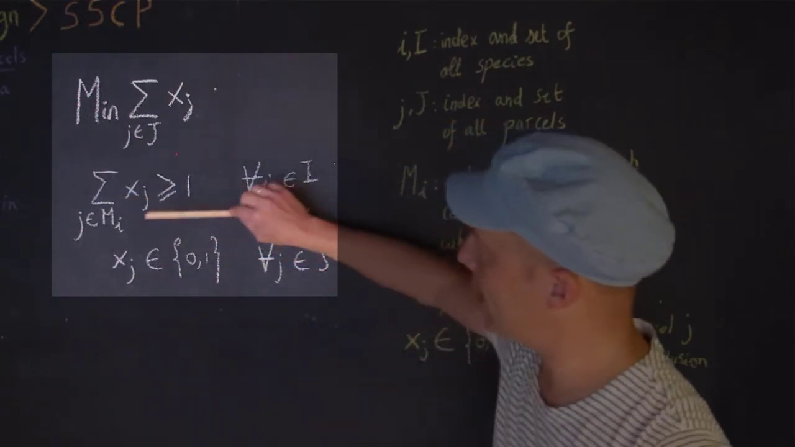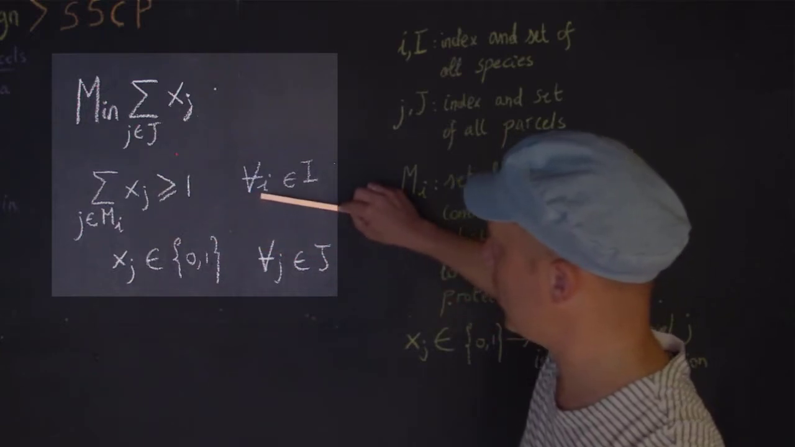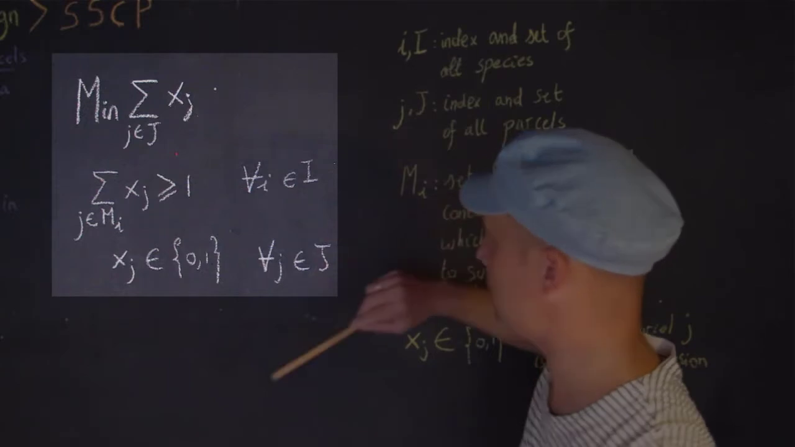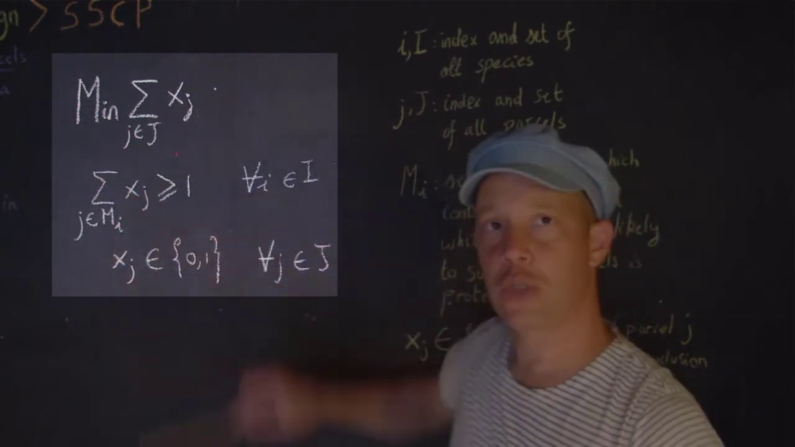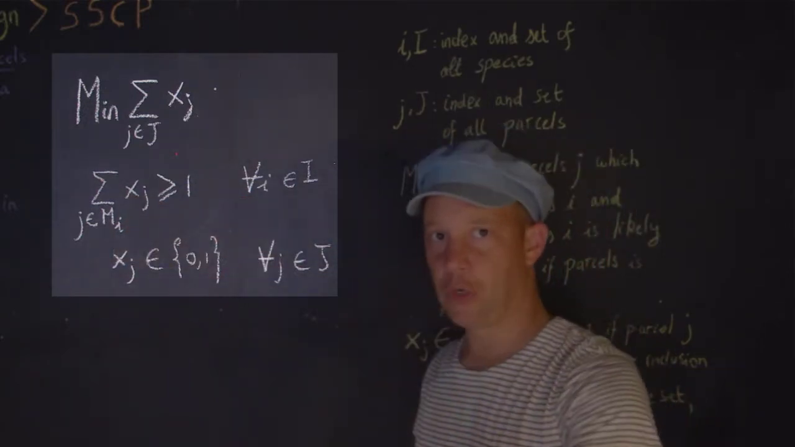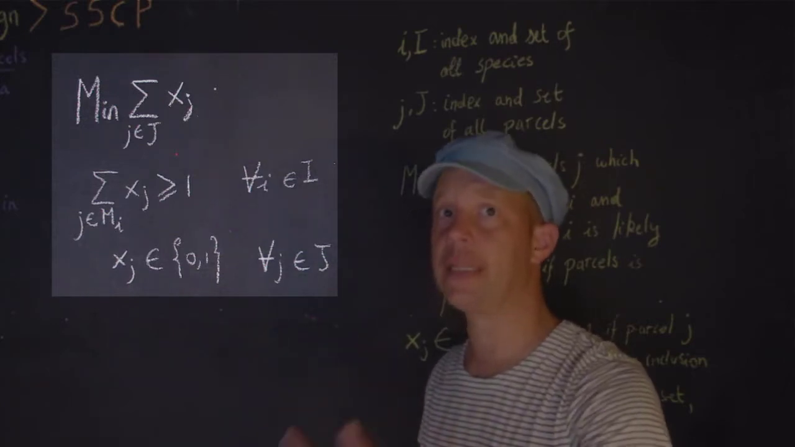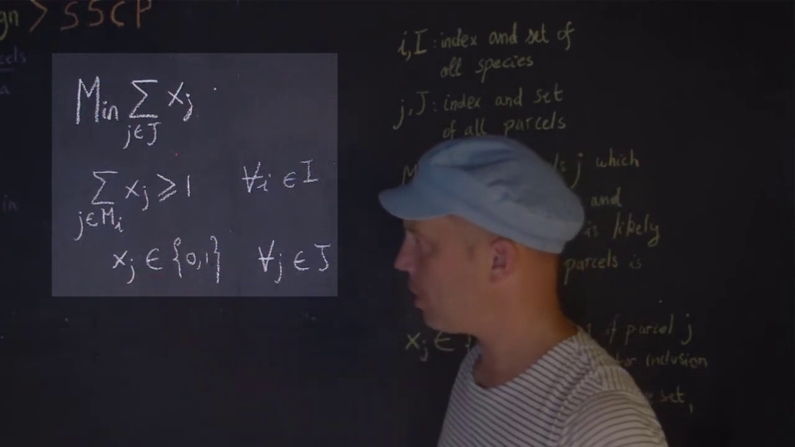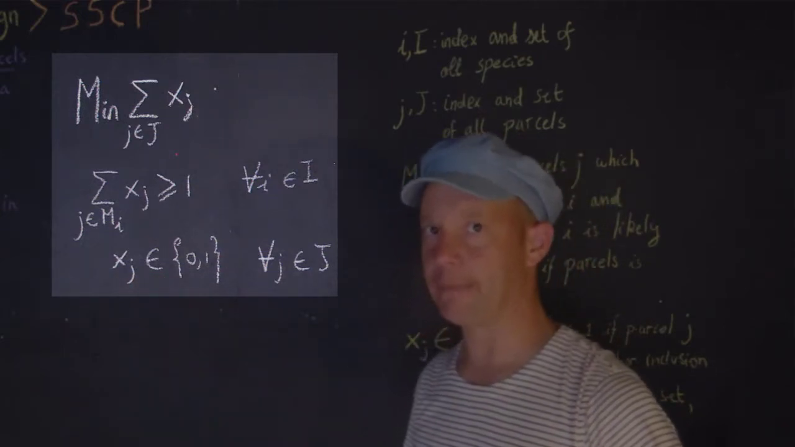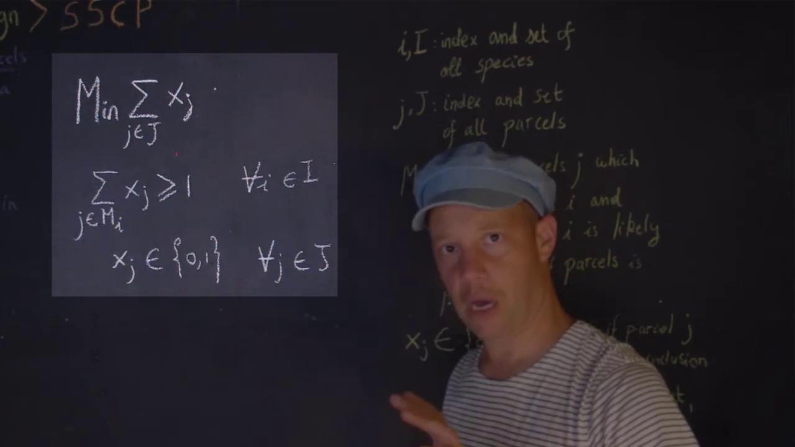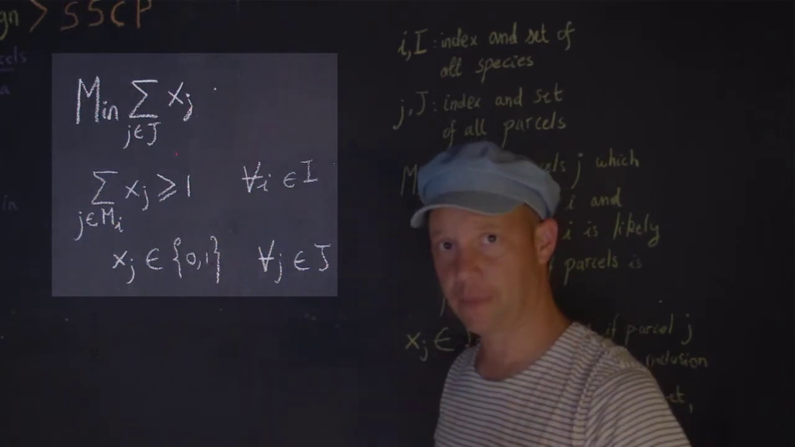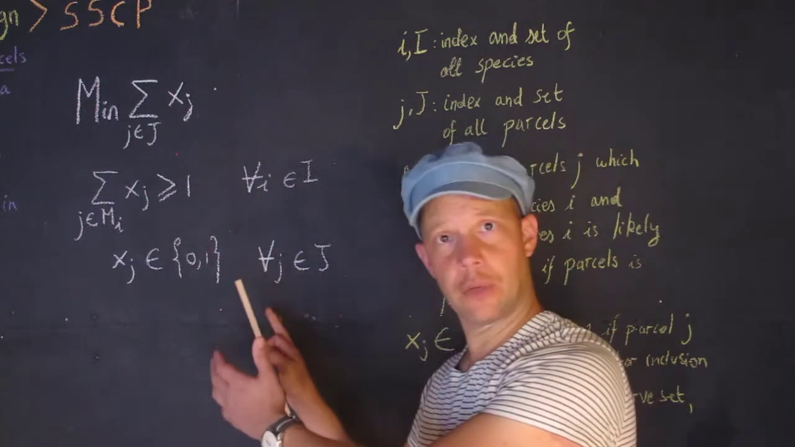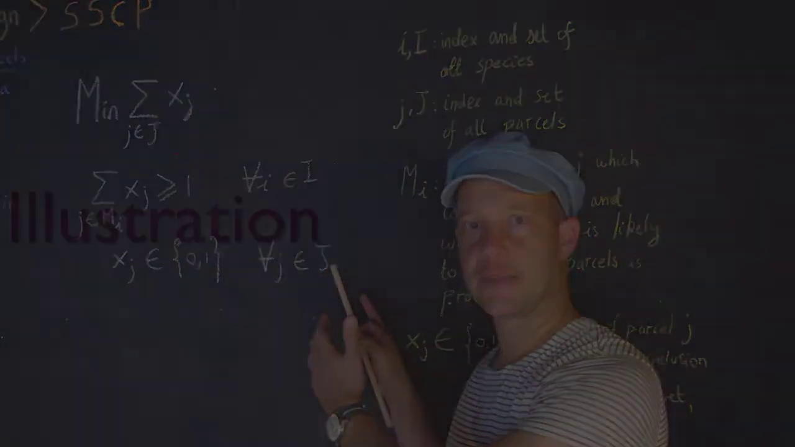Subject to the fact that for each species belonging to the set I, remember I is a species, we need to find at least one parcel that would contain that species, and that we would essentially set that parcel aside. And then here we are basically saying the parcels are either selected or not selected. So it's a very, very simple formulation. Now let's look at an example that will illustrate this formulation, first on the blackboard, and then I will solve it in Cplex.